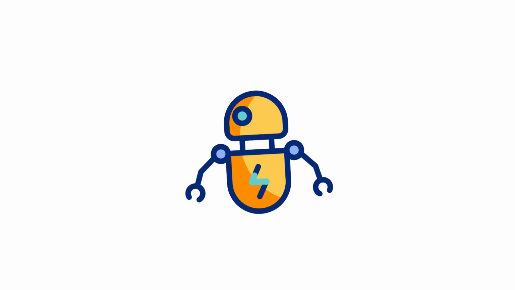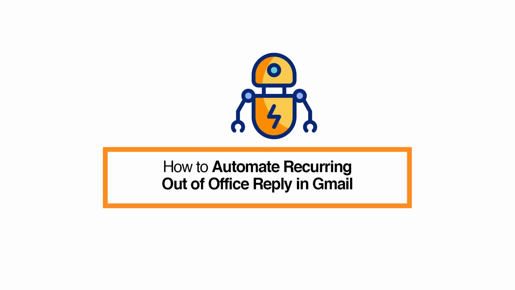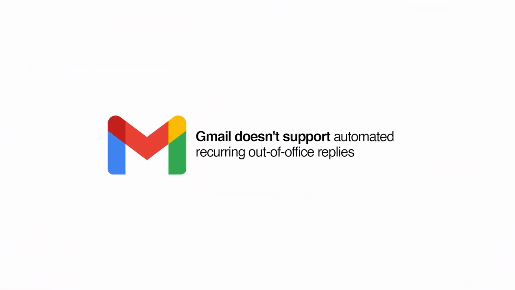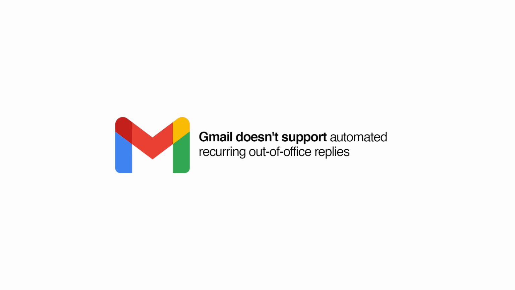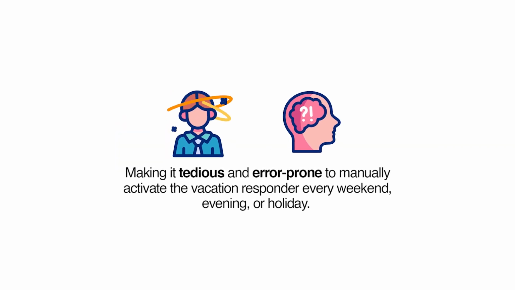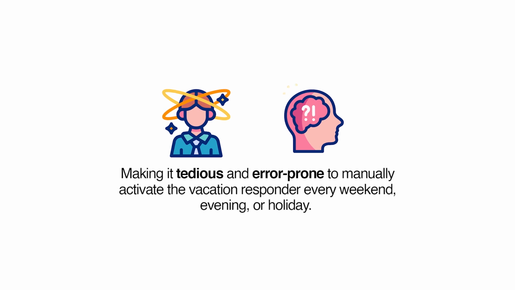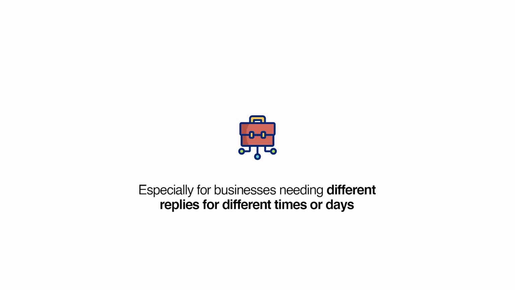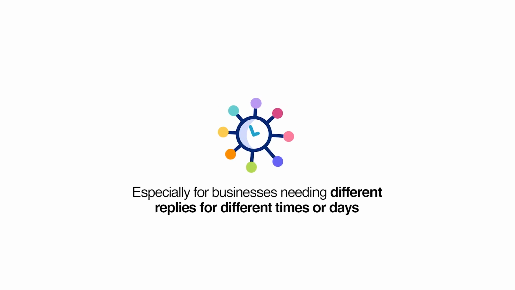Hi there, in this video, you will learn about how to automate recurring out-of-office replying in Gmail with xFanatical Foresight. Gmail doesn't support automated recurring out-of-office replies, making it tedious and error-prone to manually activate the vacation responder every weekend, evening, or holiday. This can lead to missed messages, unhappy clients, and reduced credibility, especially for businesses needing different replies for different times or days.